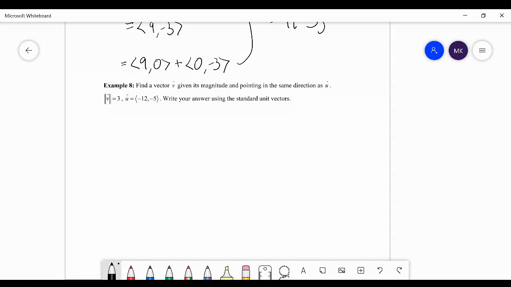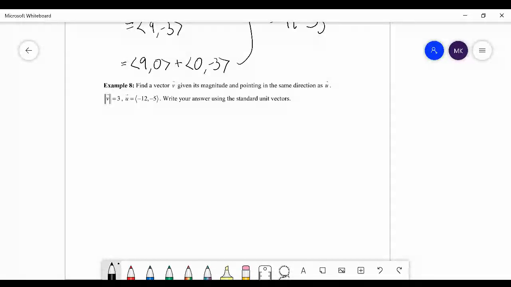The easiest way to do this is to find the unit vector in the same direction as u. Since we want the magnitude of v to be 3, we know the magnitude of the unit vector would be 1. So if we find the unit vector in the same direction as u and multiply by a scalar of 3, that will give us our vector v. And then we just have to convert that into the standard unit vector form.